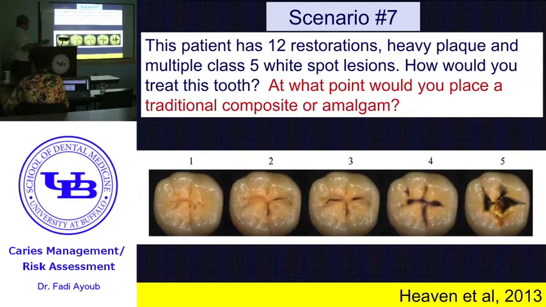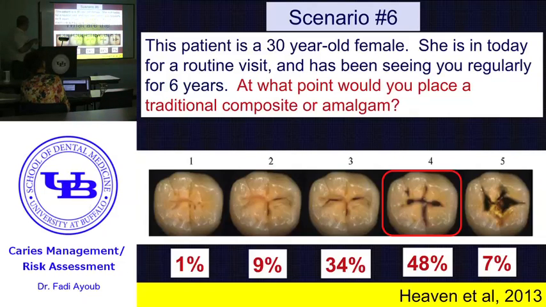I'll check with him. So with this one here, the 12 restorations, heavy plaque, so we discussed it, the question is at what point you go in there. It seems that there is maybe a little bit of a shift here. You may seal it versus not sealing it the first time. So for the first scenario, scenario 6, the 30-year-old coming in, has no cavities, no nothing. You've seen her for 6 years.